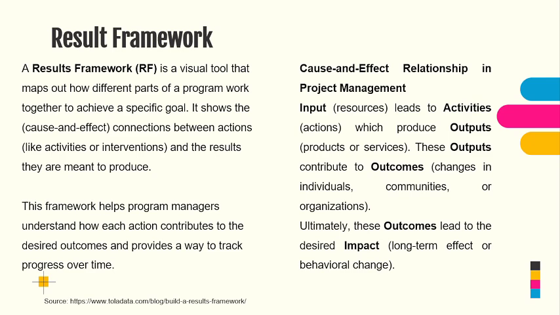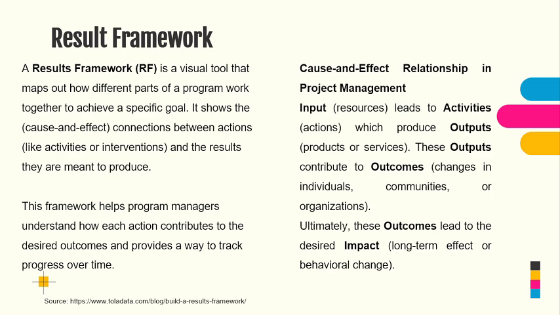Then the second framework is the result framework, which is a visual tool that maps out how different parts of the program work together to achieve the specific goal. It shows the cause and effect connection between the actions, like activities and interventions, and the results they are meant to produce. So it helps us to understand how each action that we do is contributing to the overall goal, to the objective.